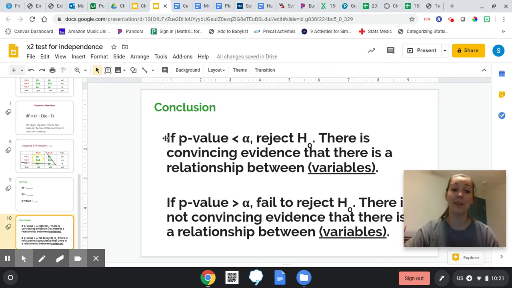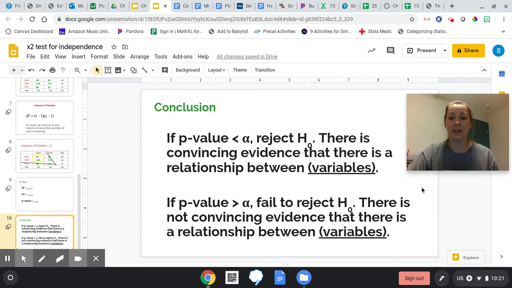But if you want to be more statisticky, if the p-value is less than alpha, reject the null hypothesis. That means that there is convincing evidence of the alternative. And the alternative, remember, was that there is a relationship between your variables. You're going to sub out variables again for your actual variables. And if the p-value is greater than alpha, then you're going to fail to reject the null hypothesis. Then that means that there is not convincing evidence that there is a relationship between the variables.